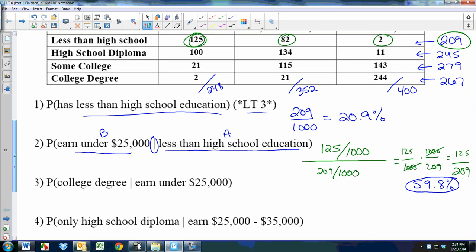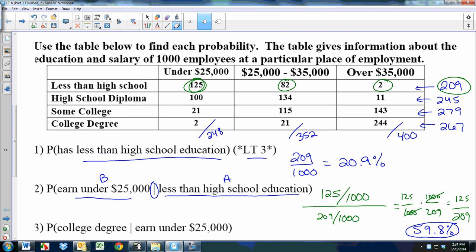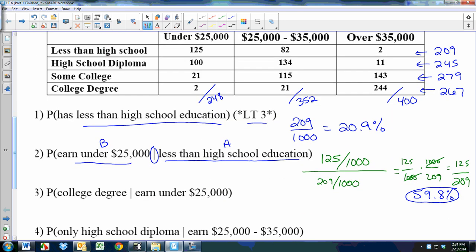So let's now erase all that work for number 2. I'll erase this and put those two back. Let's see, 209 and 245. And now we're going to redo number 2 using Learning Target 3's definition. And we'll kind of see something happen that, well, I think we'll like. Number 2, we're doing it over. Find the probability of earning under 25,000 given that the person had less than a high school education.